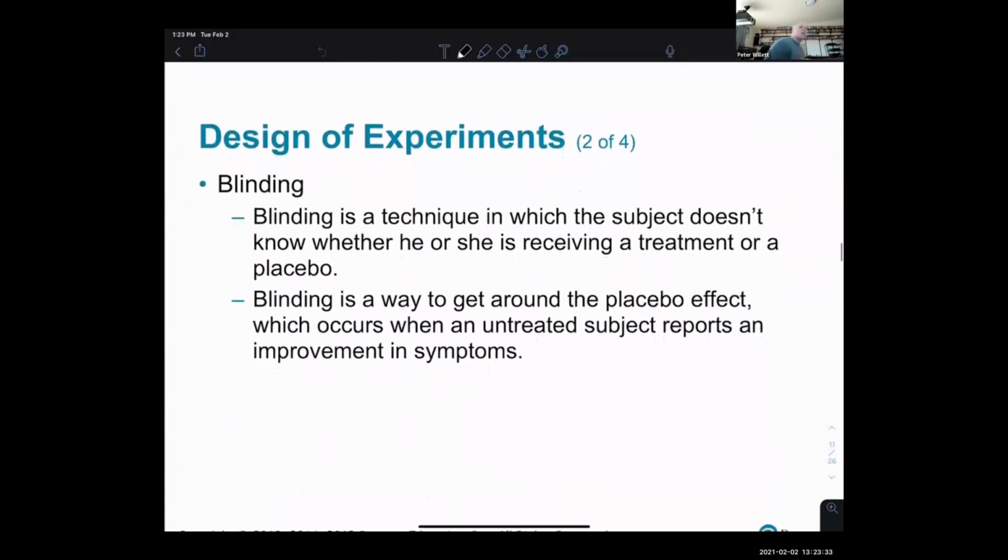Then blinding. We had a question earlier about blinding, and now we're getting to that. Blinding is a technique in which the subject doesn't know whether he or she is receiving a treatment or a placebo. So in the example we discussed with pain medication, that was an experiment where we used blinding so that the people that we were observing, the subjects, didn't know whether they got the medicine or not.